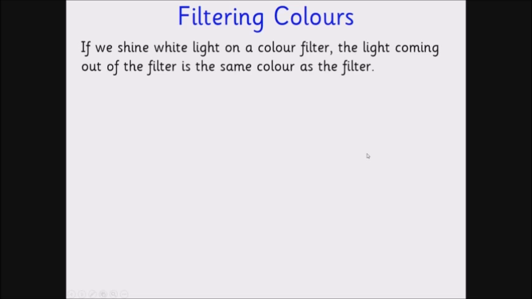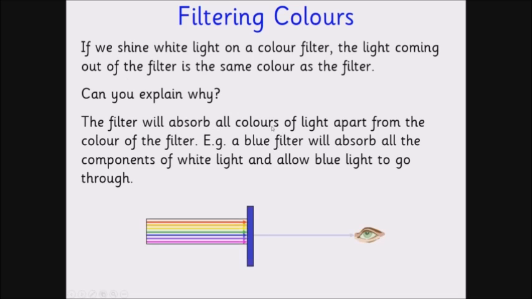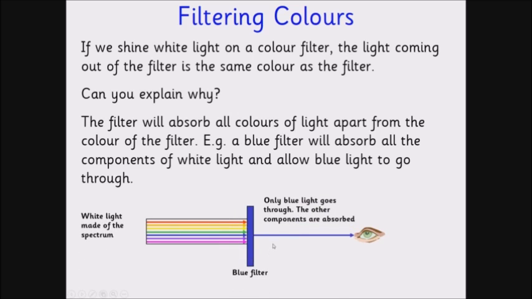In terms of filtering, how do we filter colours? Well, if we shine white light on a colour filter, the light coming out of the filter is the same colour as the filter. So can we explain? Well, if we look at a little diagram, we can see that the filter absorbs all the colours of the light apart from the colour of the filter. So here's our white light made up of all the colours, and here's our blue filter, and the only light that passes through is the blue light. So a blue filter only allows blue light to go through it, so you'd only see the blue light passing through.